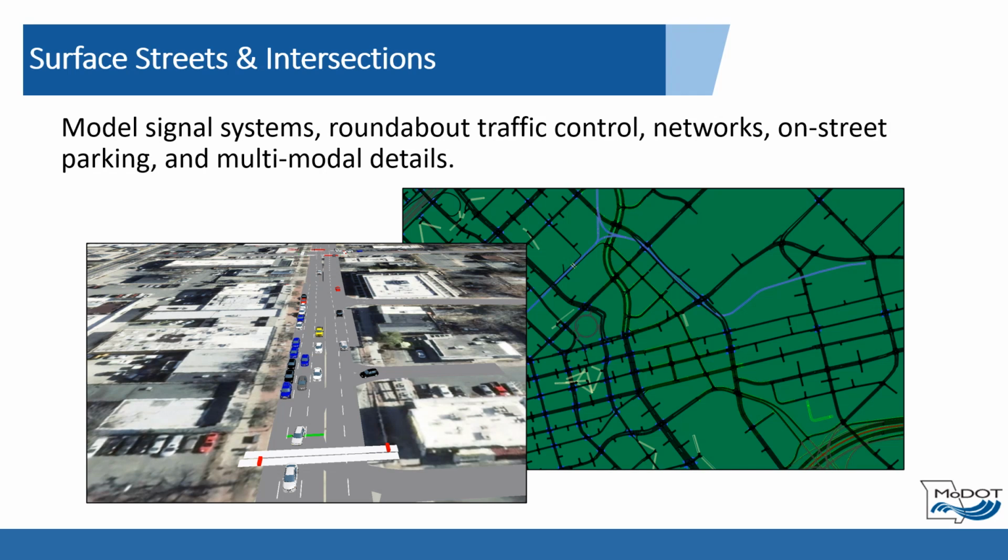For larger networks, Vism can import information from travel demand models to create an initial microsimulation network that can be refined to add the necessary details for increased accuracy. These types of networks can also include on-street parking and additional multimodal details, such as bus stops, pedestrian signalization, and bike lanes.